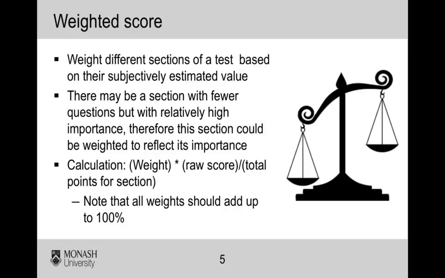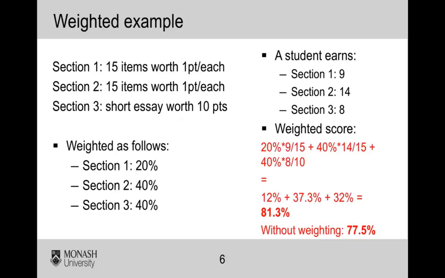So if you do want to have a weighted score, you have the weight times the raw score divided by the total points for the section. Also, if you're going to weight the different sections, you need to make sure that all sections add up to 100%, because you will find sometimes that people miss this and then you're going, oh, actually this doesn't add up. So all the weights need to add up to 100%.